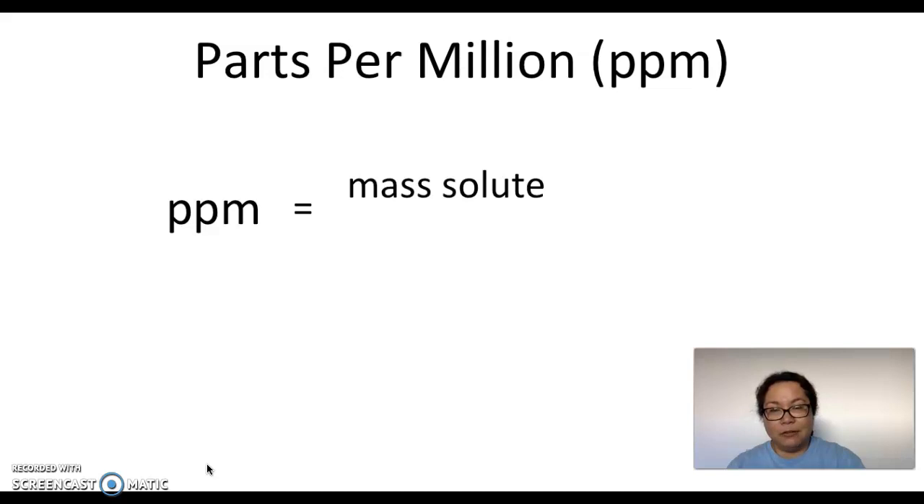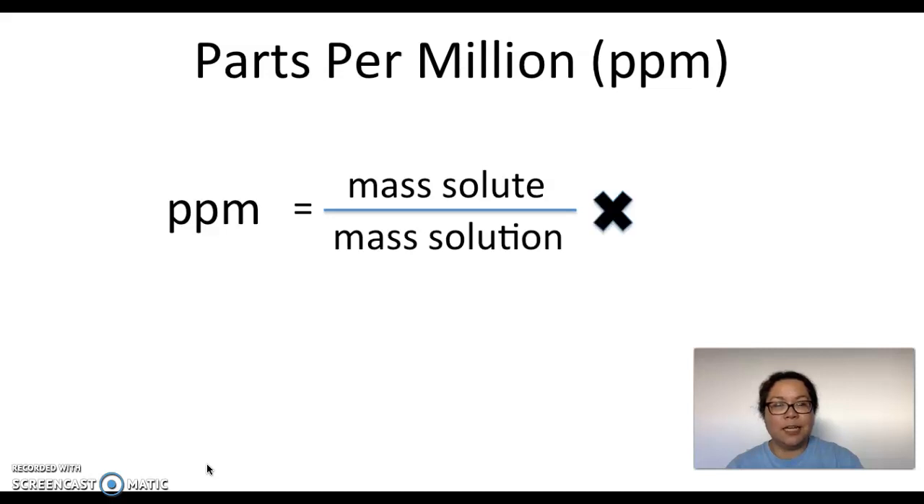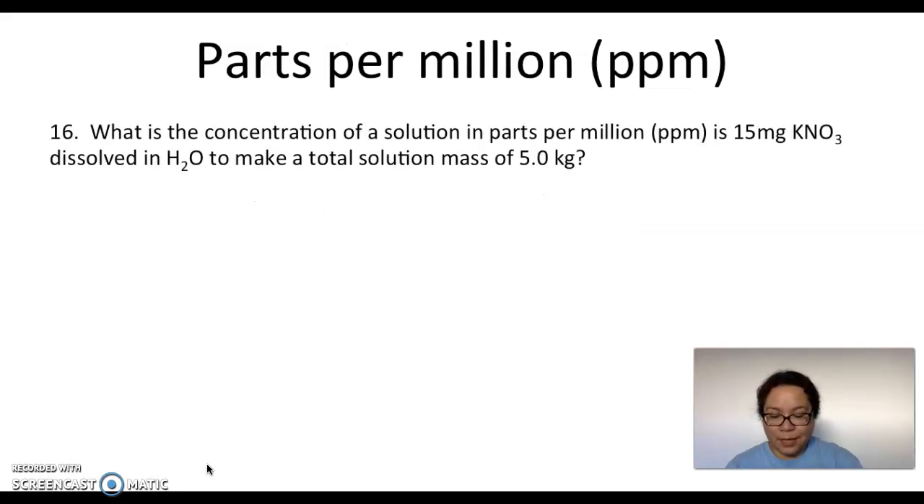ppm will equal the mass of the solute divided by the mass of the solution times 1 million particles, denoted by 10 to the 6. So that's just 1 and 6 zeros after that, and that will be a million. Okay, so with that formula in mind, let's do a problem together.